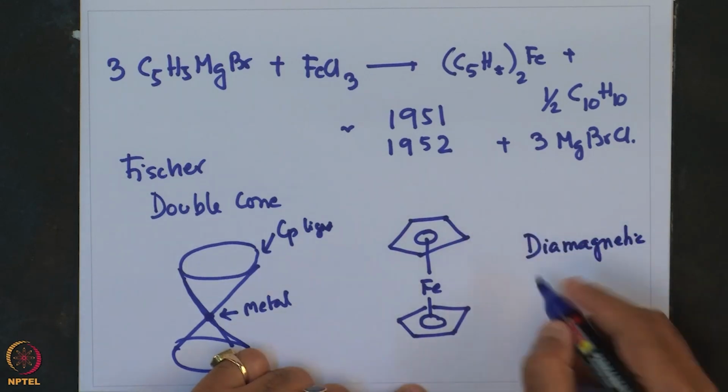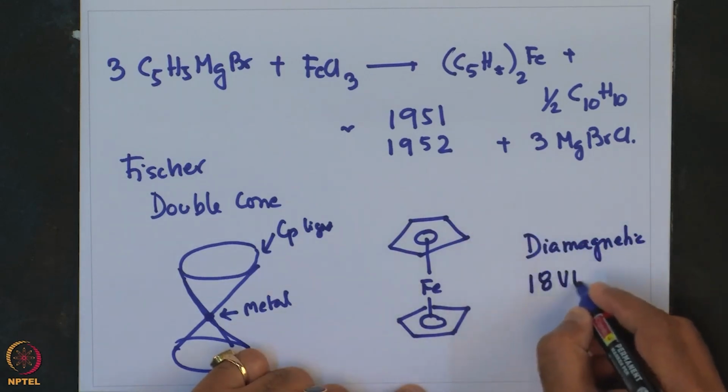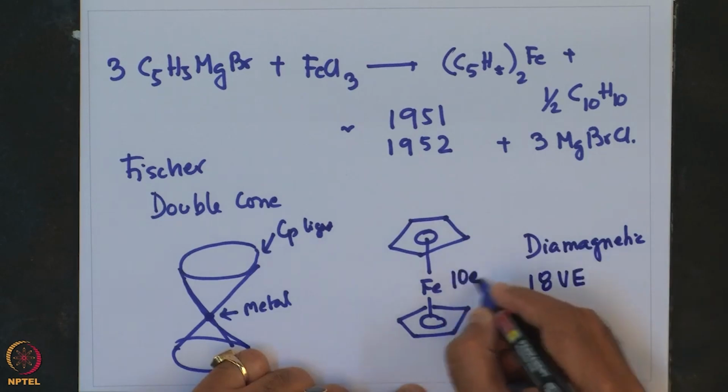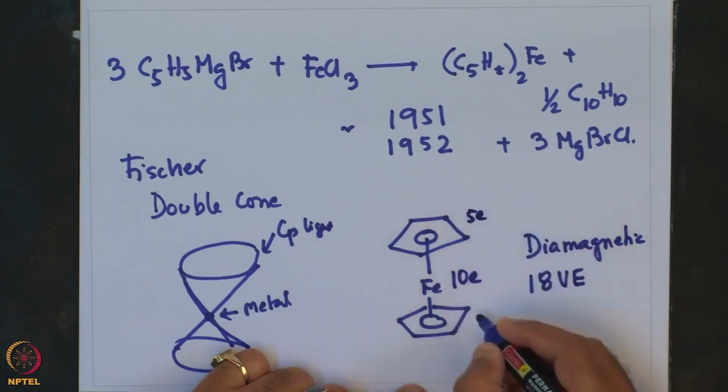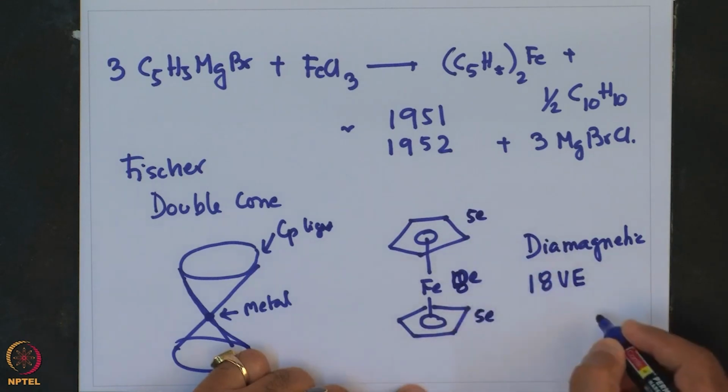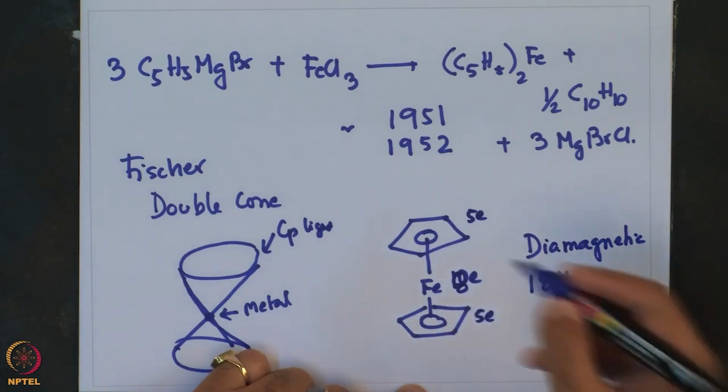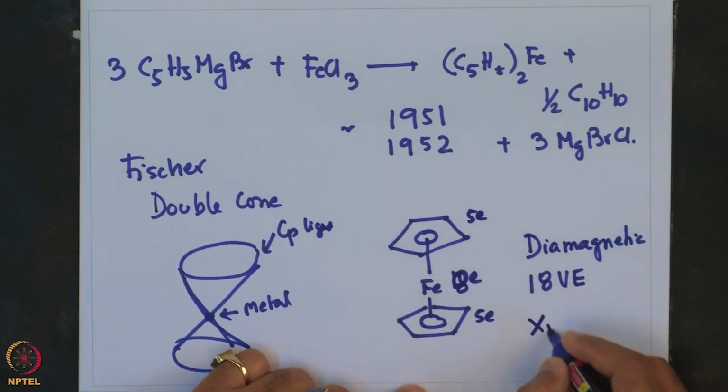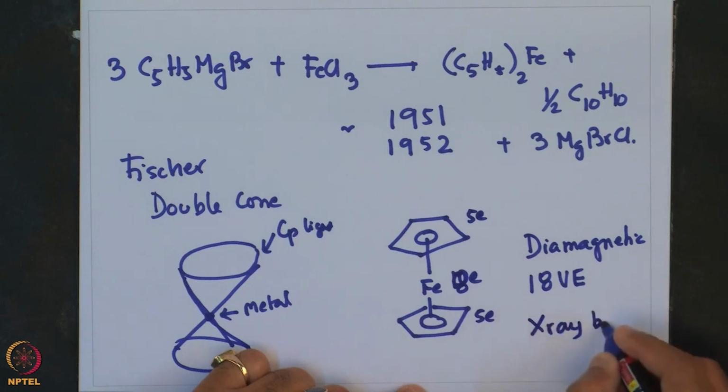The magnetism showed that these are diamagnetic compounds, and this is obvious from the 18 valence electron count, 10 and 5e. So overall 18 valence electron compounds, and also from X-ray behavior.